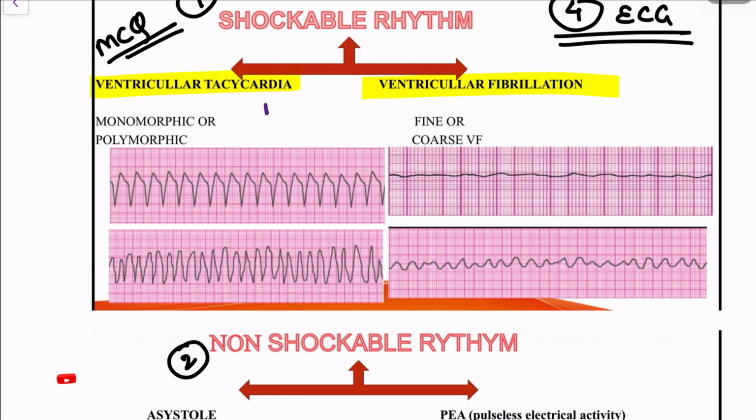The first shockable rhythm is ventricular tachycardia. Here you can see this is ventricular tachycardia, how it looks, and this is ventricular fibrillation. Very close, this is the ventricular fibrillation.